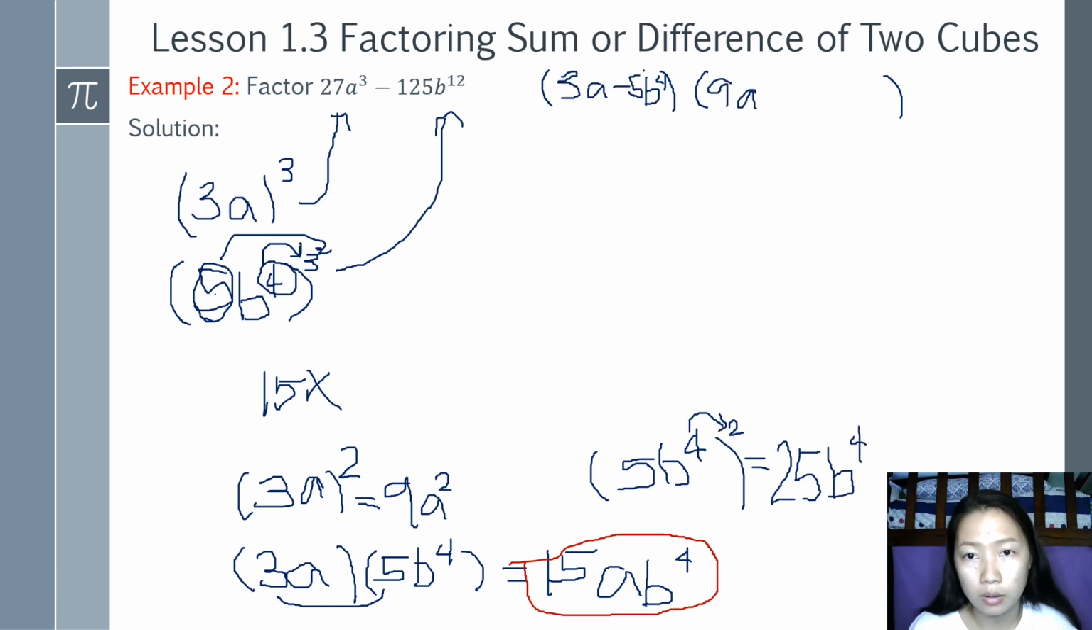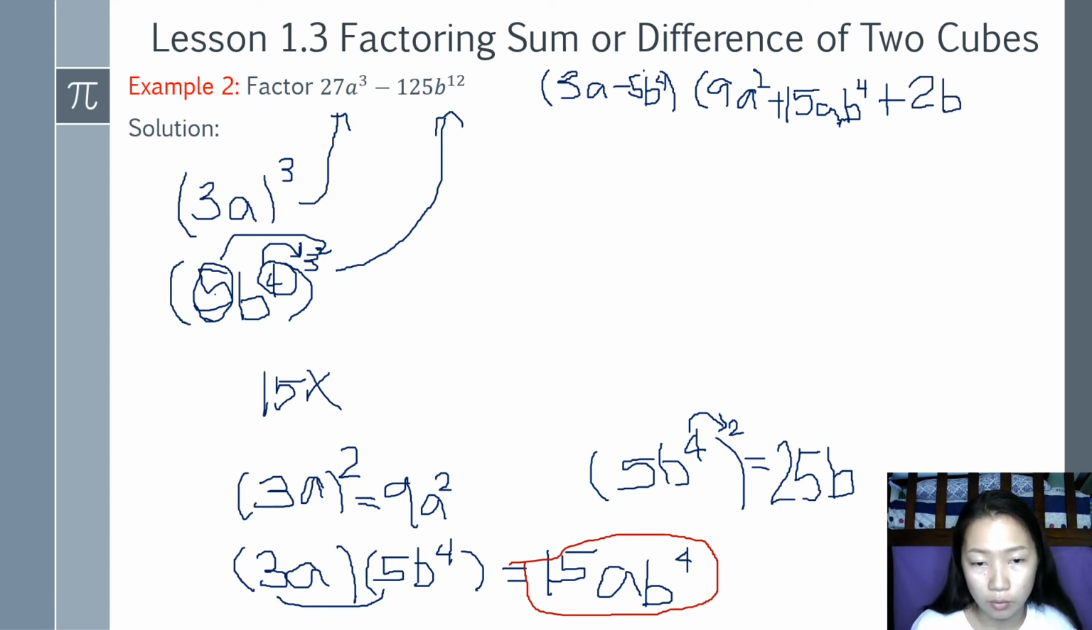9a squared plus 15ab to the 4th plus 25. Correction, this is 8 na, no? Kasi tinimes natin yung 4 times 2. b to the 8th power. That's it. Nakuha na natin yung factor ng 27a cubed minus 125b raised to 12.